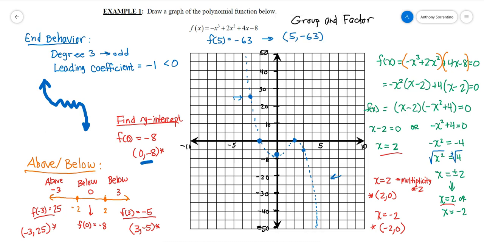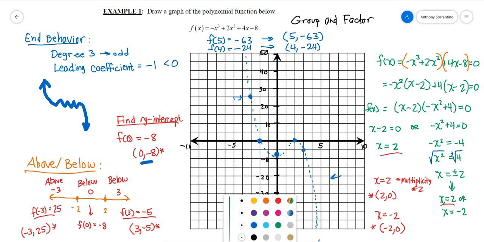Which kind of falls off where my graph is. I would probably have to guess that -63 would be somewhere right at the edge of what I could show you here. Maybe then I'd say, okay, let's just try to see what happens at 4, so at least I have one other point to go with. If I do the same calculation at 4, I get -24, which means I have the point (4, -24). And so I can plot that point now and say, okay, (4, -24) would be roughly about here.